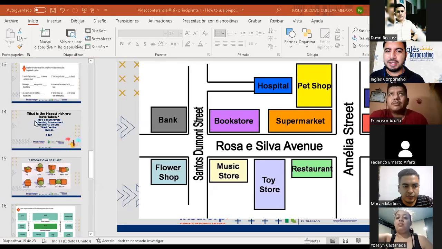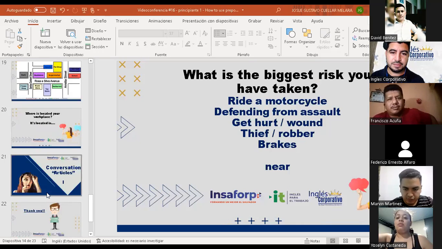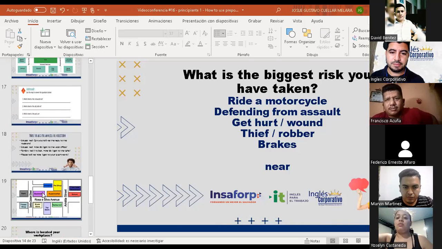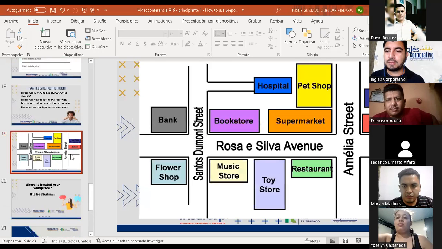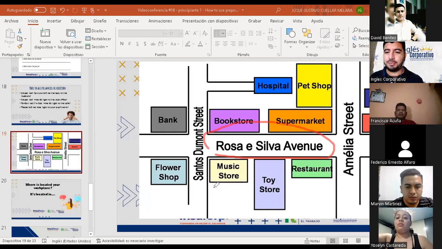What is the... Yes, David, tell us. Teacher, solo una pregunta. ¿Y la manera correcta cómo sería? Primero decimos como la calle o la avenida o el lugar cercano. Normalmente se dice la calle primero para que se ubique la gente. Okay. Por ejemplo, decís on Rosa and Silva Avenue. And, por ejemplo, si está the toy store.